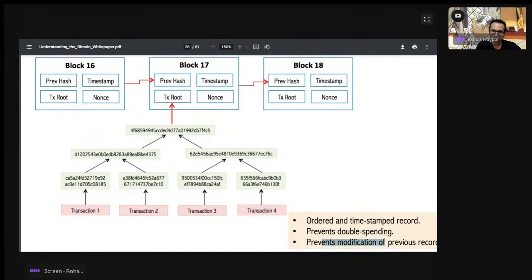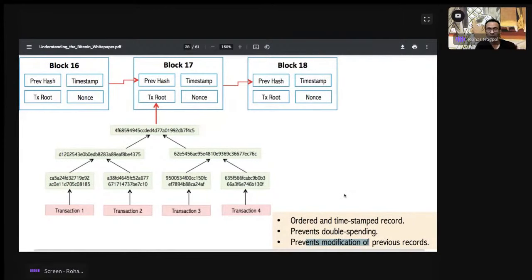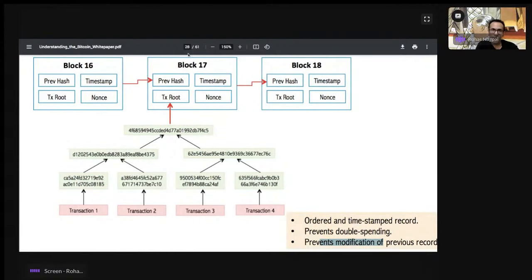And finally, blockchain prevents modification of the previous records. So if you really want to make a change in block 17, you would have to make a change in all the blocks that came before it and then put the data into block 18. I hope that's clear. Any questions?